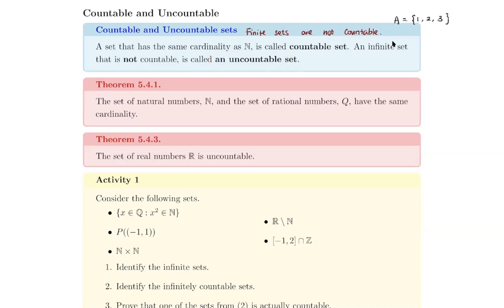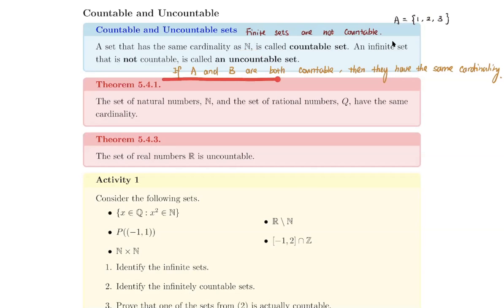So just by looking at the definition, there is something I need to remind you. You should know that if A and B are both countable, then they have the same cardinality. Why? Because they both have the same cardinality as the natural numbers.